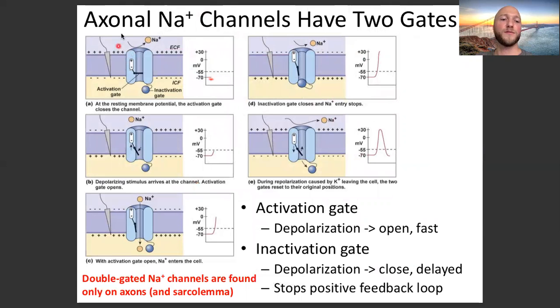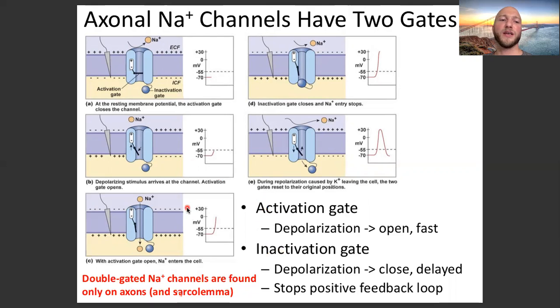Right, here's another way to visualize it. Double-gated sodium channels are found on axons only. So you're not going to find these double-gated, voltage-gated channels on the cell body. They're on the axon. And remember, they're really the key to this action potential thing. They have an activation gate and an inactivation gate.